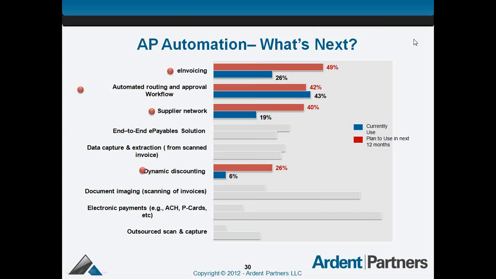One of the big spikes we saw in interest in this research effort was around dynamic discounting, where you can see only 6% reported currently using this type of technology. But over the next year, 26% showed interest in adopting this technology. And dynamic discounting can be a very powerful tool if you get suppliers to participate. And there are benefits for both parties.